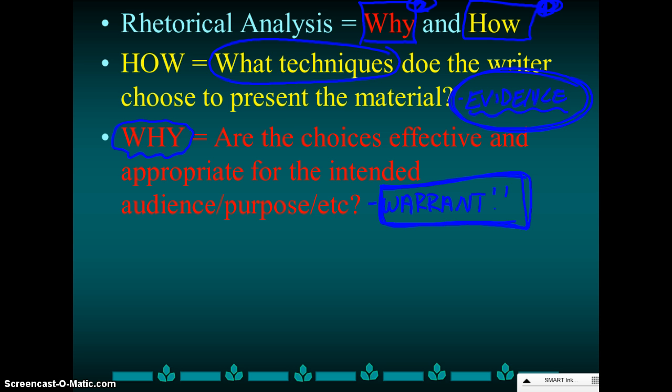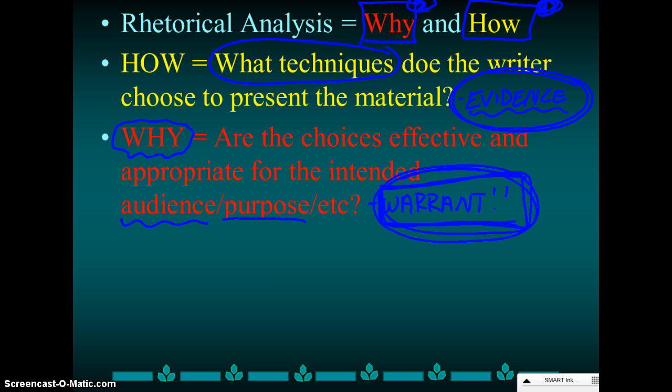Why is the author using this appeal? Why does Mary Ewald talk about her credibility within the Arab world? Why does she appeal to her credibility? Because it relates to her purpose of getting Saddam Hussein to release her son. Why does she bring up her husband or her son's medical condition? Well, because that appeals to the compassion that a father such as Saddam Hussein would have. Right? So that's the warrant.